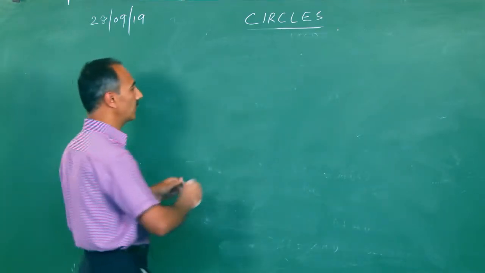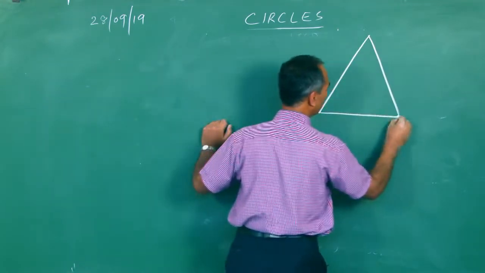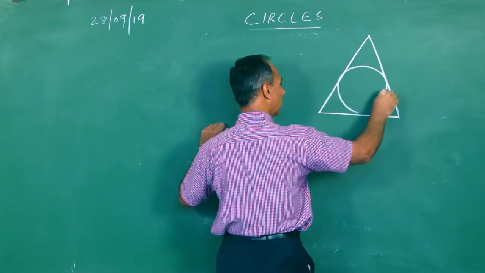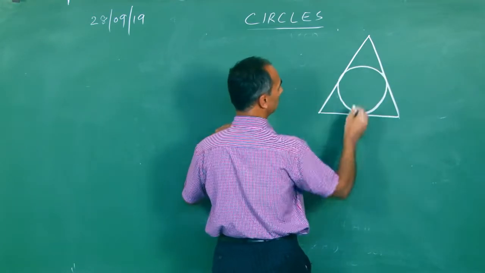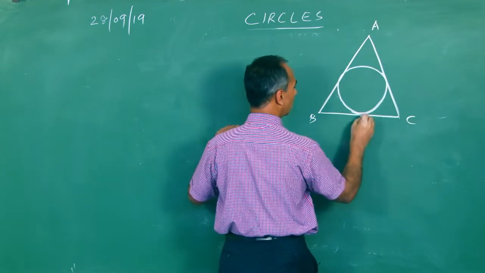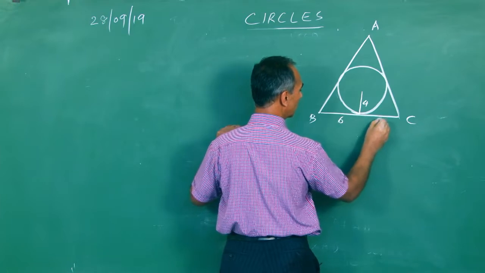Question is like this: you have a triangle, and there's a circle inscribed. Let me call this ABC. This is radius 4, this is length 6, this is length 8.